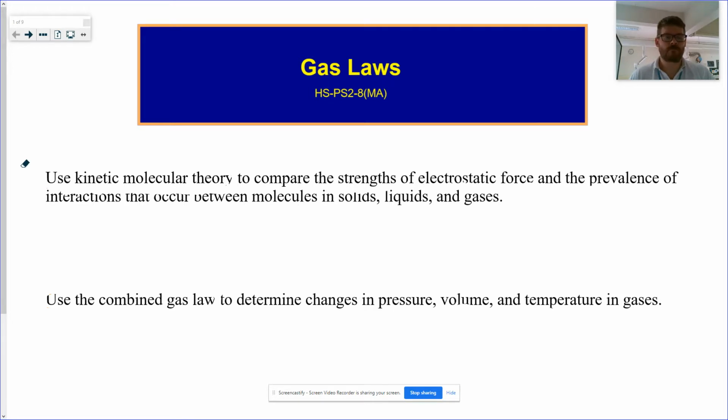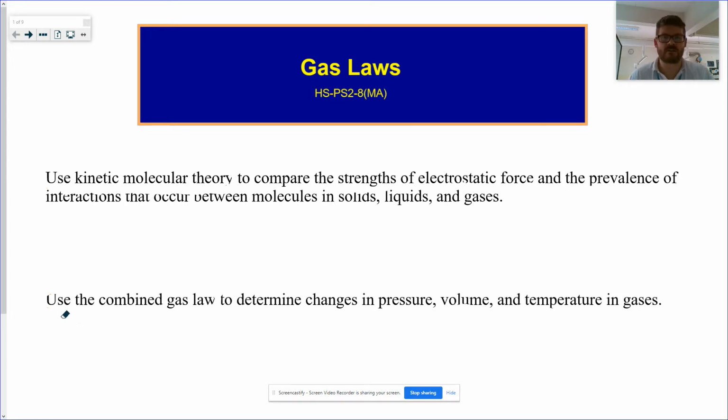Gas laws. Let's read the standard together. Use kinetic molecular theory to compare the strengths of electrostatic force and the prevalence of interactions that occur between molecules in solids, liquids, and gases. Then we're going to use the combined gas law to determine changes in pressure, volume, and temperature in gases.